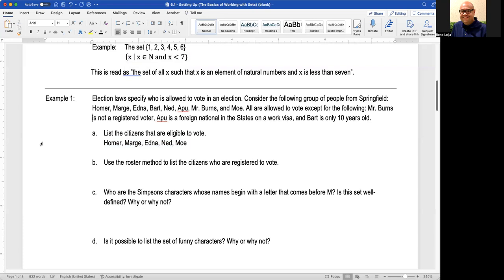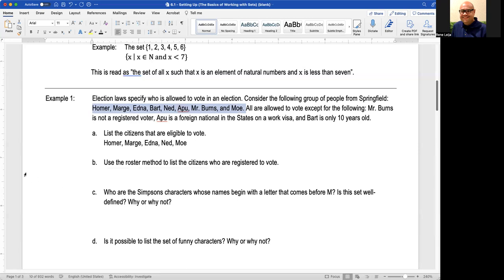Again, notice that my list does not include Mr. Burns, it does not include Apu, and it does not include Bart, but we have everybody else from our set right here that's in there. We just don't have Bart, Apu, and Mr. Burns, but everybody else is listed.